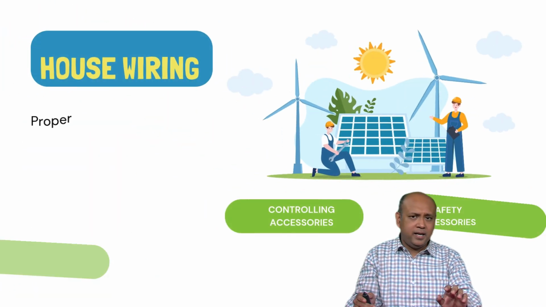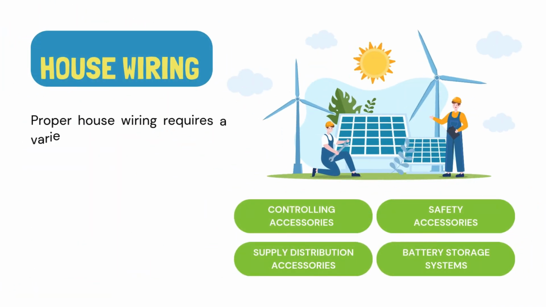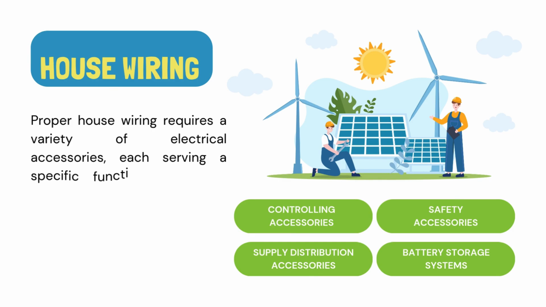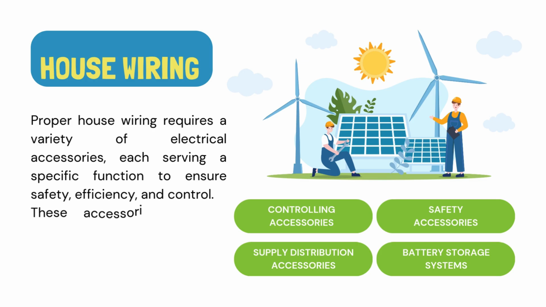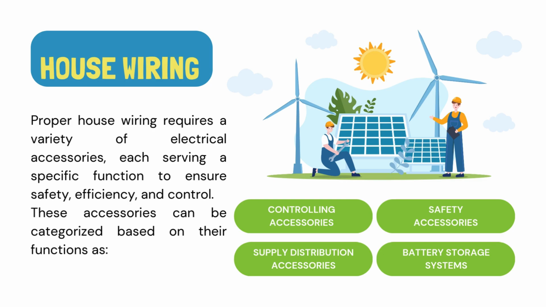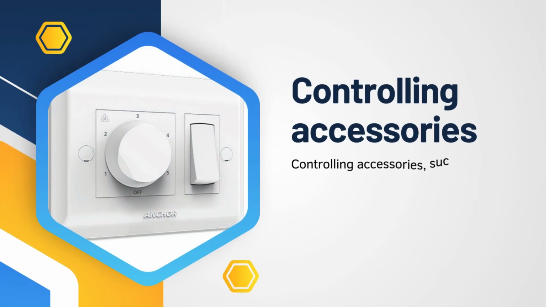Proper house wiring requires a variety of electrical accessories, each serving a specific function to ensure safety, efficiency, and control. These accessories can be categorized based on their functions as controlling accessories such as switches and fan regulators.